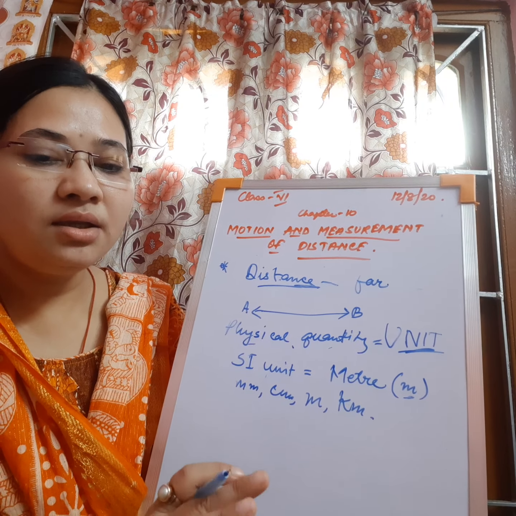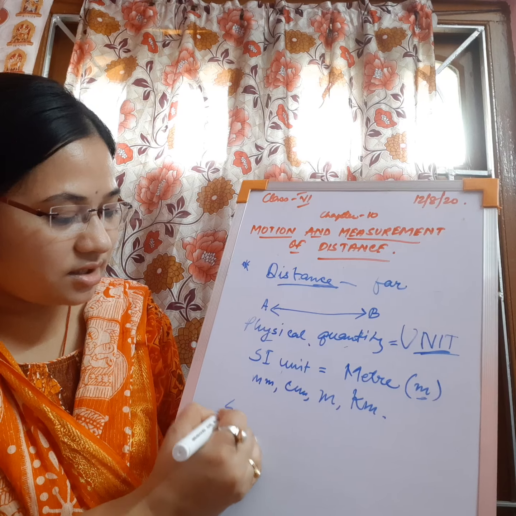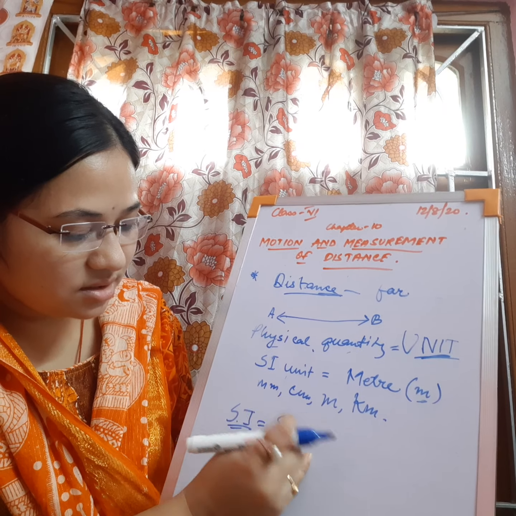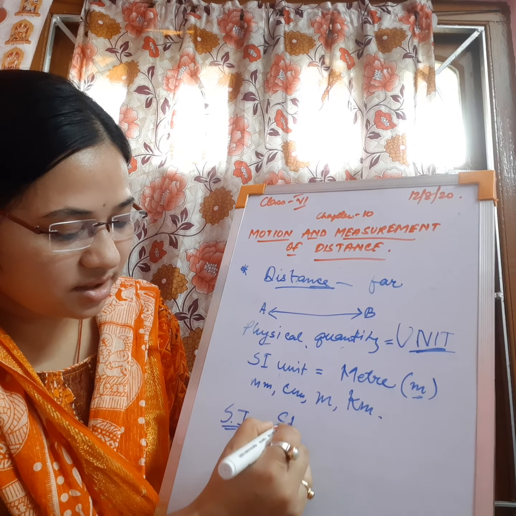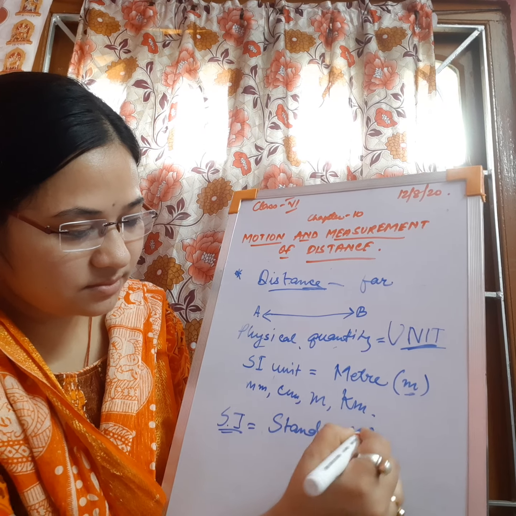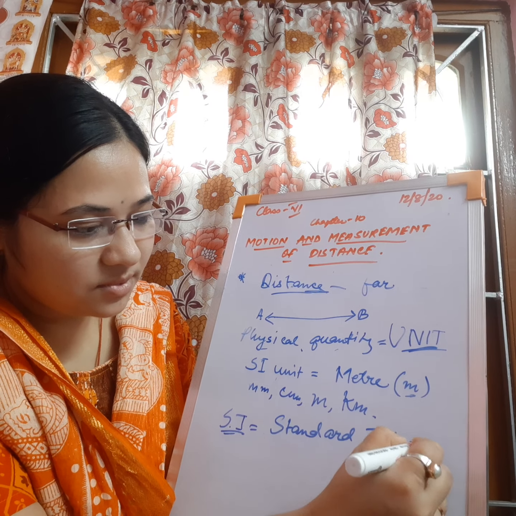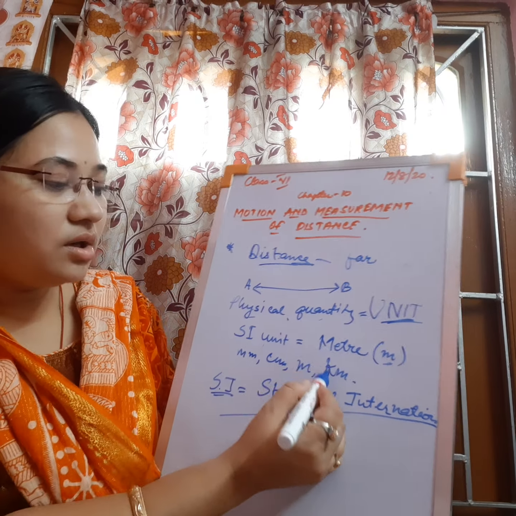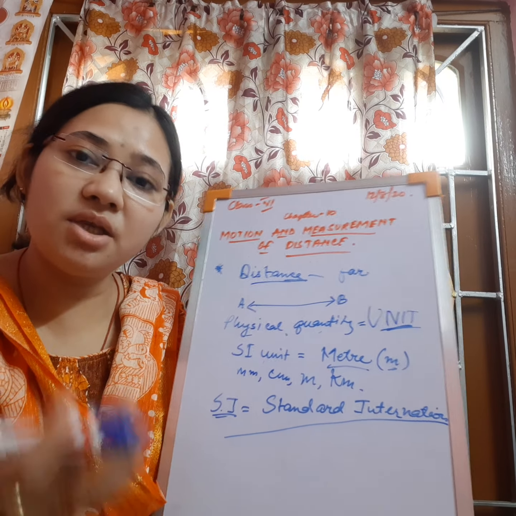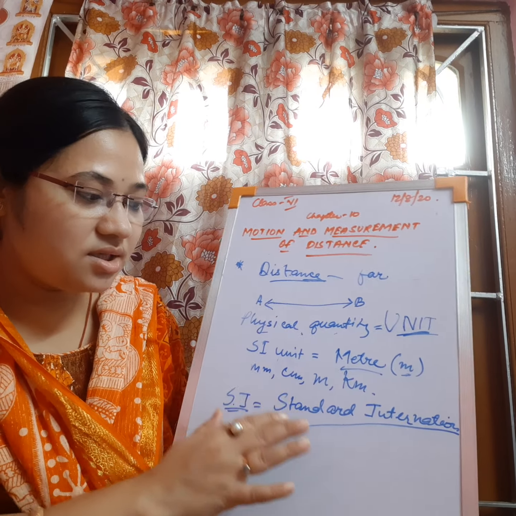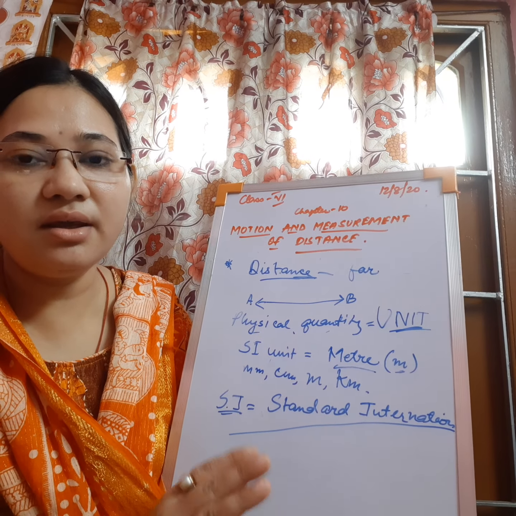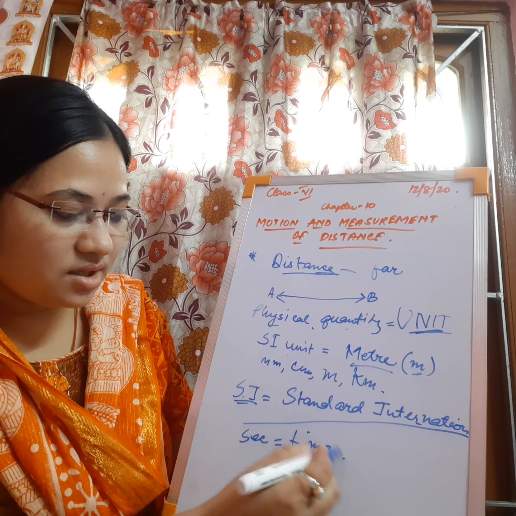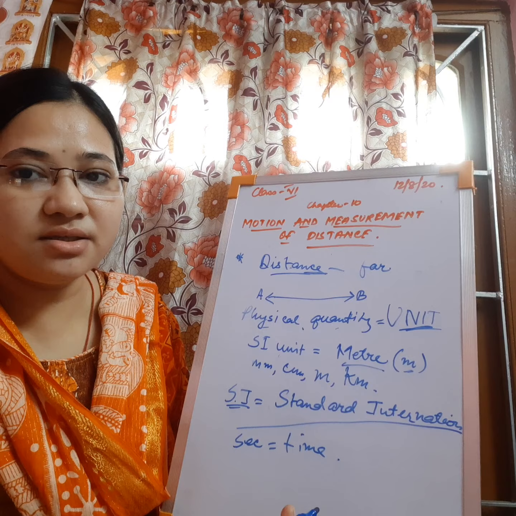Now what is an SI unit? SI stands for standard international. Standard international means it is accurate and uniformly used all over the world. So a meter in our country is equal to a meter in America also, in Europe also, etc. It is the standard international unit to measure any physical quantity. For example, second is the unit for time, and meter is the unit for distance or length.